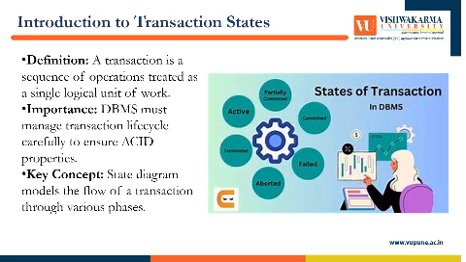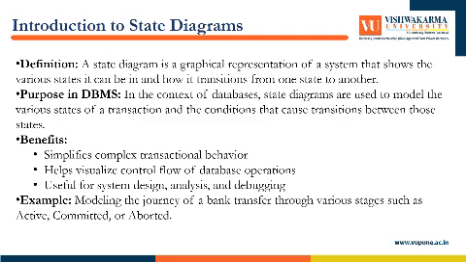The transaction is a sequence of operations treated as a single unit of work, and it is important to manage the transaction life cycle carefully by ensuring the ACID properties. The states of a transaction are active state, partially committed state, committed, aborted, failed, or terminated. Let's see what a state diagram actually is.